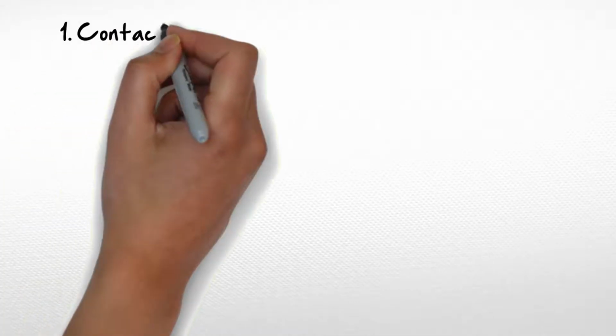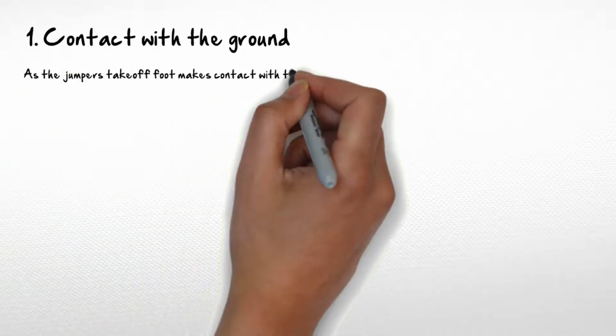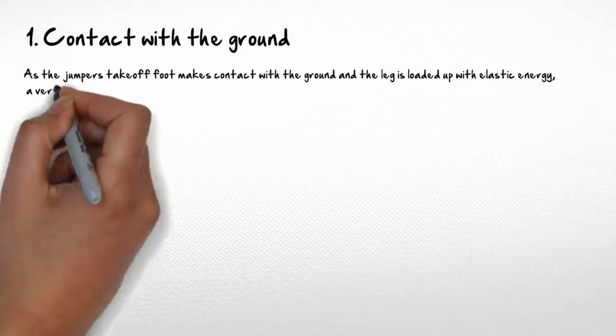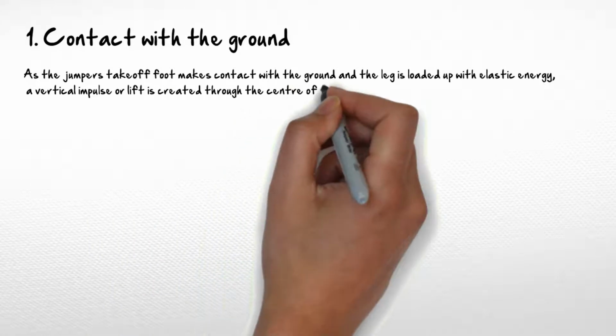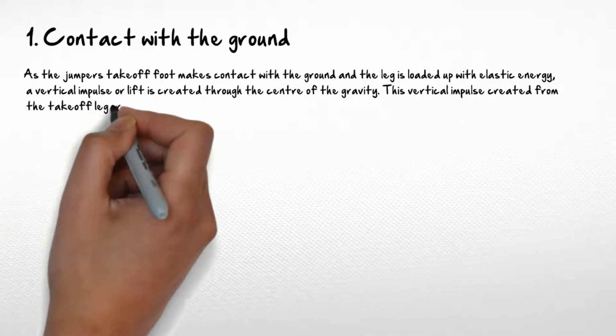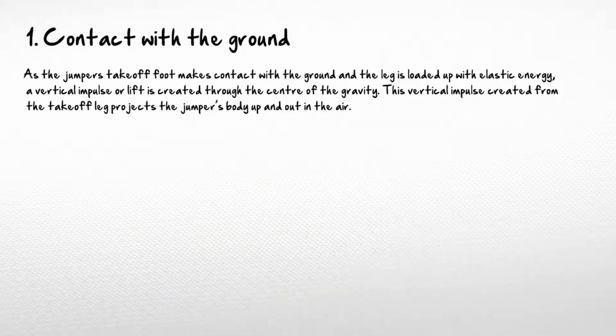Number 1, contact with the ground. As the jumper's takeoff foot makes contact with the ground, the leg is loaded up with elastic energy. A vertical impulse or lift is created through the center of gravity. This vertical impulse created from the takeoff leg projects the jumper's body up and out in the air.